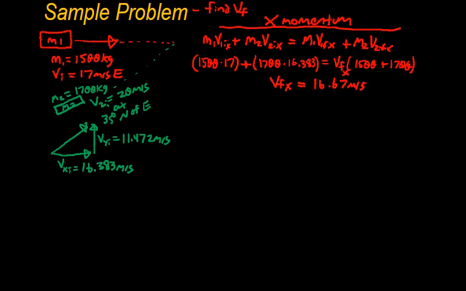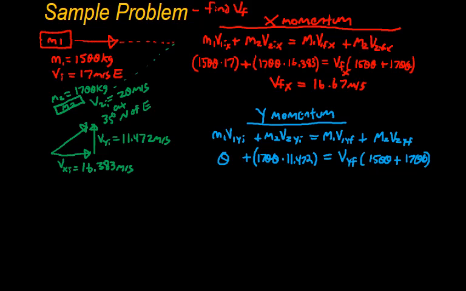Now, for the y, the key is going to be seeing how car 1 is not moving in the y at all initially. So the initial velocity in the y is 0 for car 1. For car 2, it's 11.472. And then we can find the final velocity, the resultant velocity of both. And we end up getting 6.0945 meters per second.